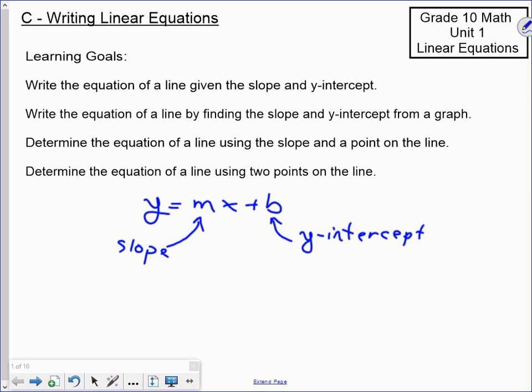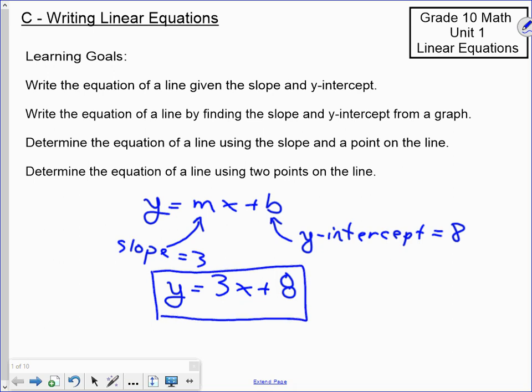Like let's say we know that our slope is equal to 3 and our y-intercept is equal to 8. We can just plug those numbers in and write our equation. 3x plus 8 would be our equation. This is our goal in every one of the questions we're going to do today, is to have this final y equals mx plus b form with that slope and that y-intercept in there.